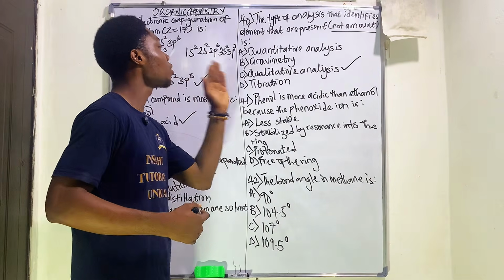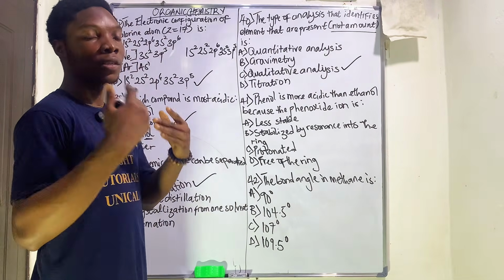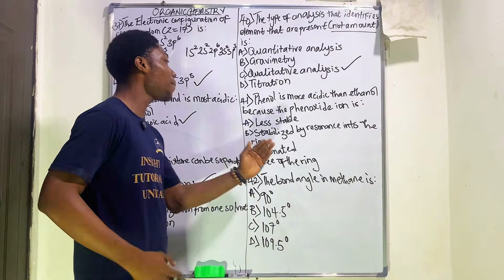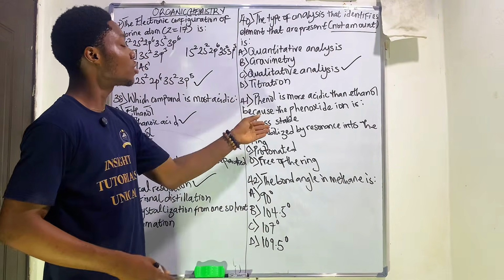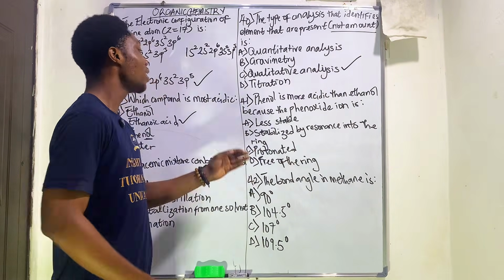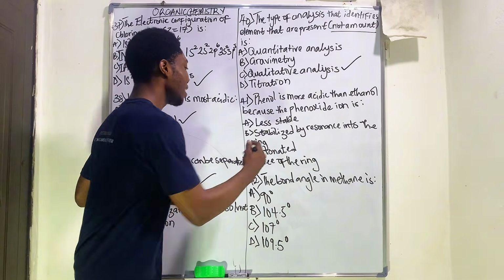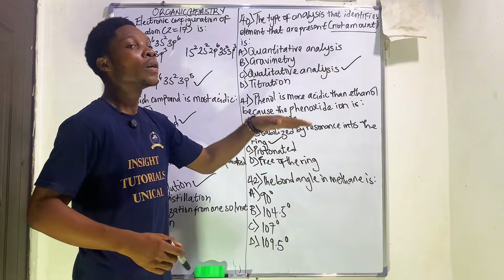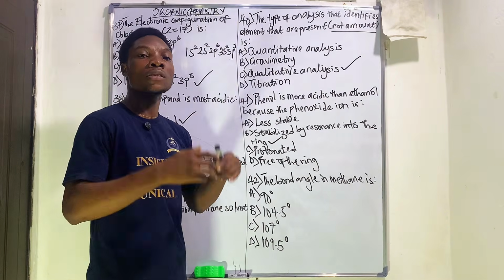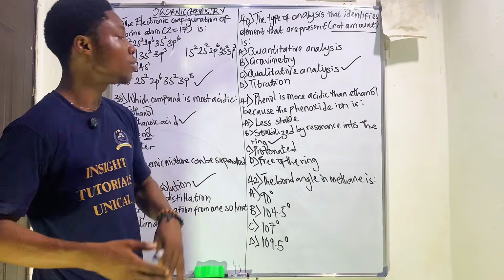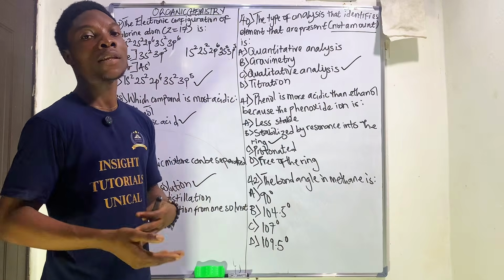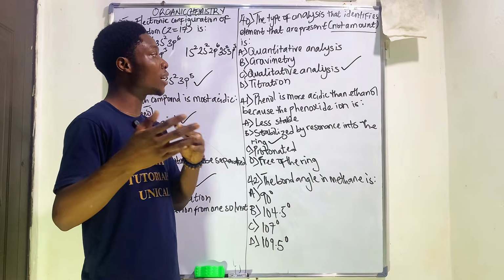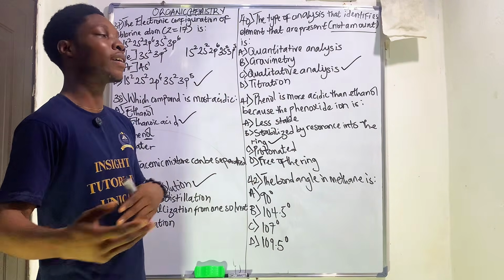So we said that the more acidic it is, the more stable the conjugate base is. So that means that the correct answer is that its conjugate base, which is phenoxide ion, is stabilized by resonance into the ring, hence making it more acidic than ethanol. The conjugate base of ethanol, which is ethoxide ion, would be less stable. That's why it is a weaker acid than phenol.